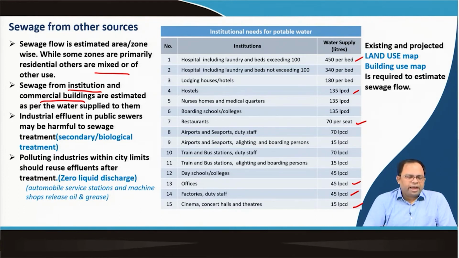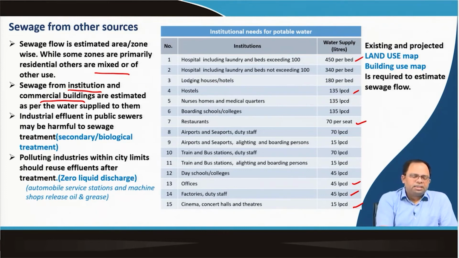So, based on that, for certain special zones which are not residential, we have to estimate the water that is supplied to these particular buildings, and from that we need to determine what kind of sewage would be generated.